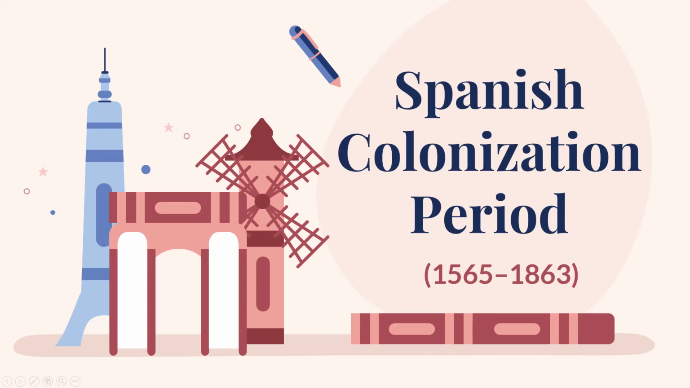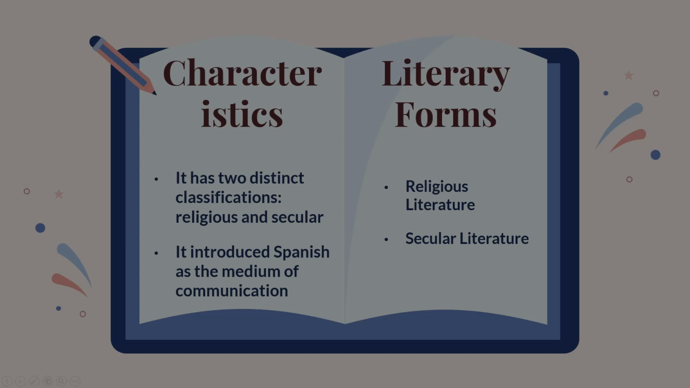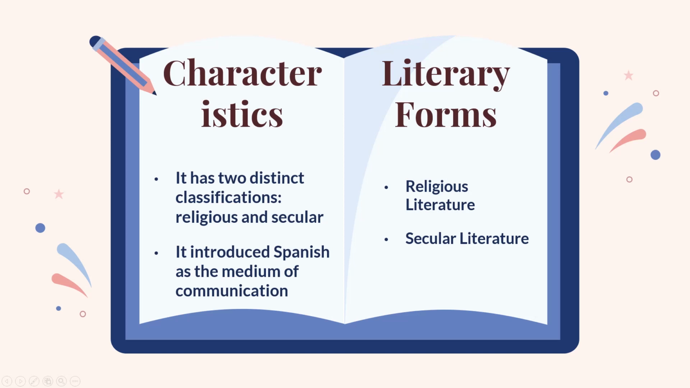The second one is the Spanish colonization period, from 1565 to 1863. The literature has two characteristics in this period. The first one, it has two distinct classifications, the religious and secular, and it introduced Spanish as the medium of communication. The literary forms under this period are religious literature and secular literature, or the non-religious literature.